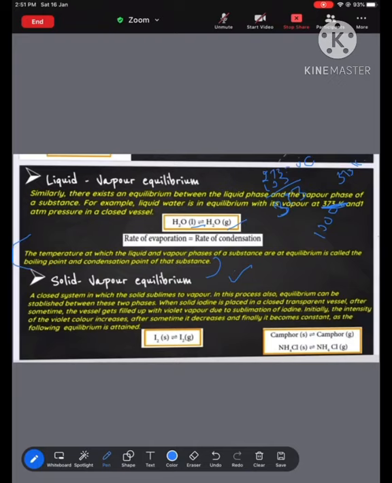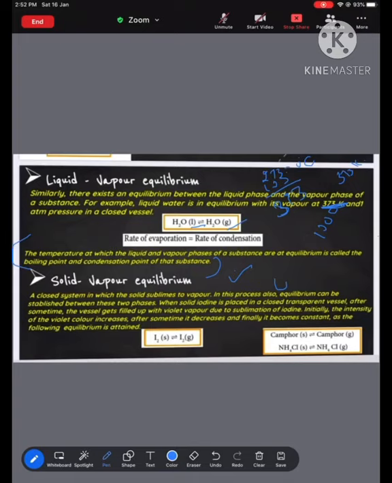For example, if you take solid iodine kept inside a closed transparent vessel, what happens? The solid iodine will evaporate. As it evaporates, you can see a cloud of purple color forming, because solid iodine is colorless. But when you find the iodine vapor in gas phase, it will have a purple color.